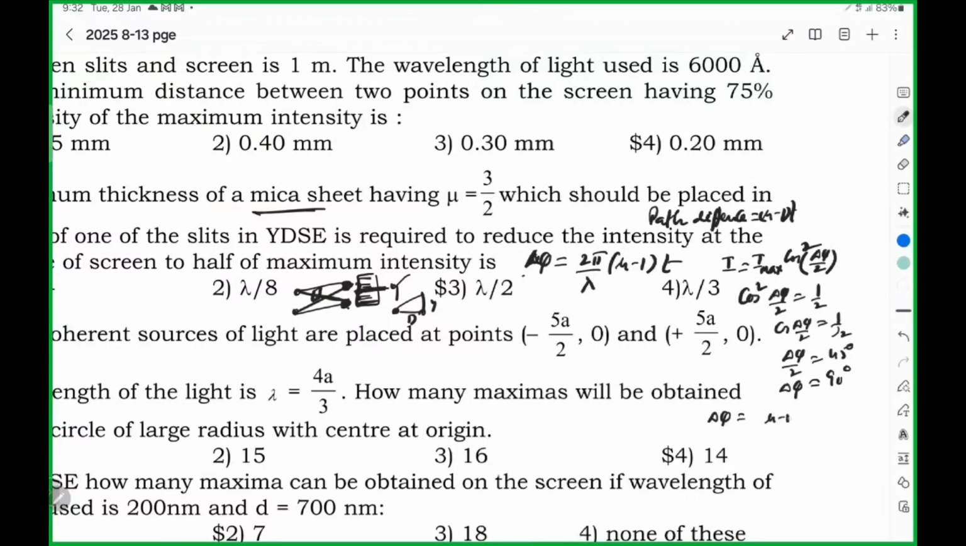And that delta phi here is (mu minus 1) into t into 2 pi by lambda. So the mu value is already given. The delta phi is pi by 2. It's half t into 2 pi by lambda. So pi pi get cancelled. So what we get here is t is lambda by 2. So the answer is the third option.